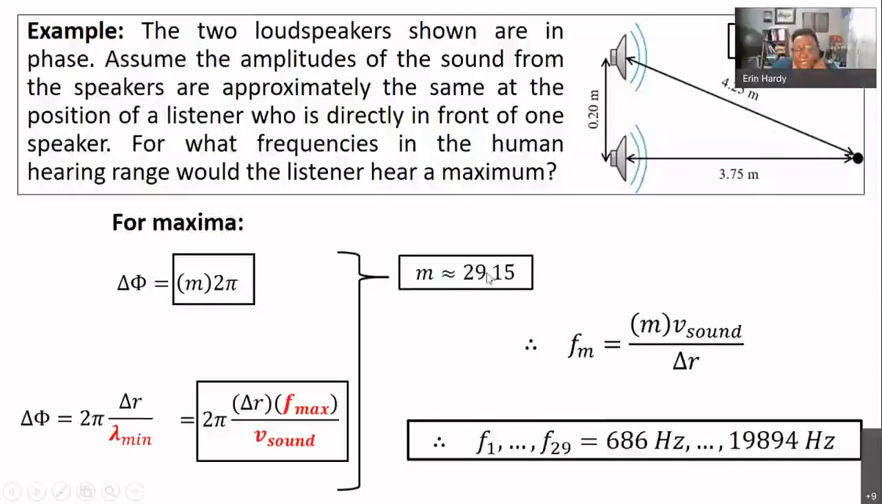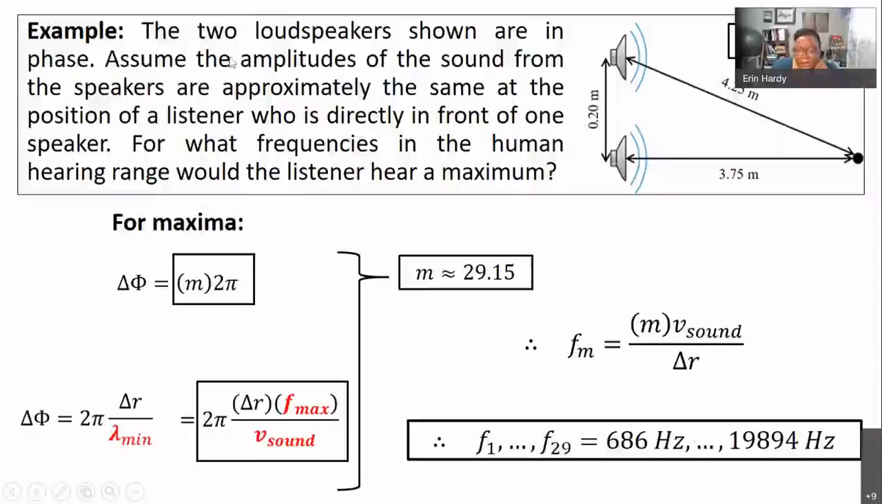Now, when we solve these simultaneously, instead of a little bit below M equals 29, we get a little bit above M equals 29. So just as we did before, we can plug in our M value of 29 in this expression here. The highest possible frequency, thus lowest possible wavelength that you would be able to detect, would be 19,894 hertz. And then the longest possible wavelength and the lowest possible frequency would be 686 hertz.